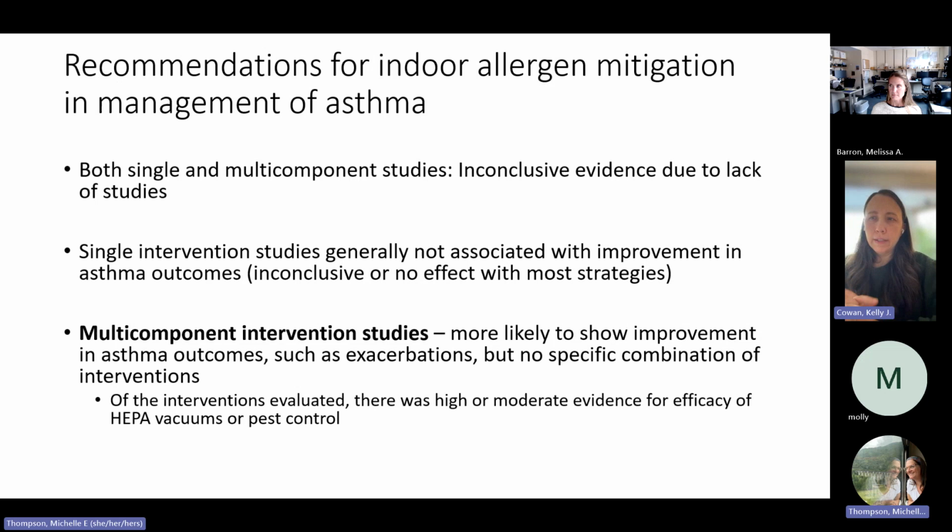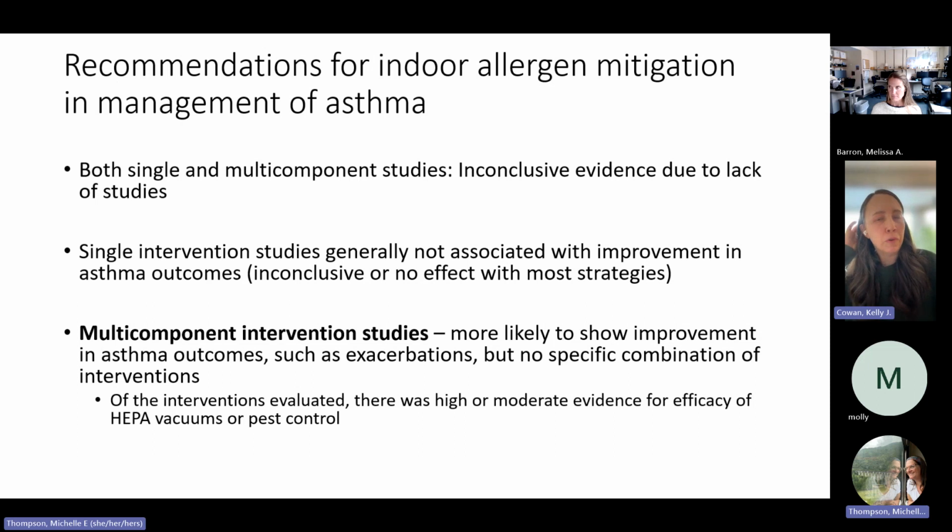So we talked about these single and multi-component interventions. The evidence is not very conclusive due to lack of studies. It's really, like we said, really challenging to do. Single interventions are generally not associated with improvement in asthma outcomes, either inconclusive or no effect with most strategies.